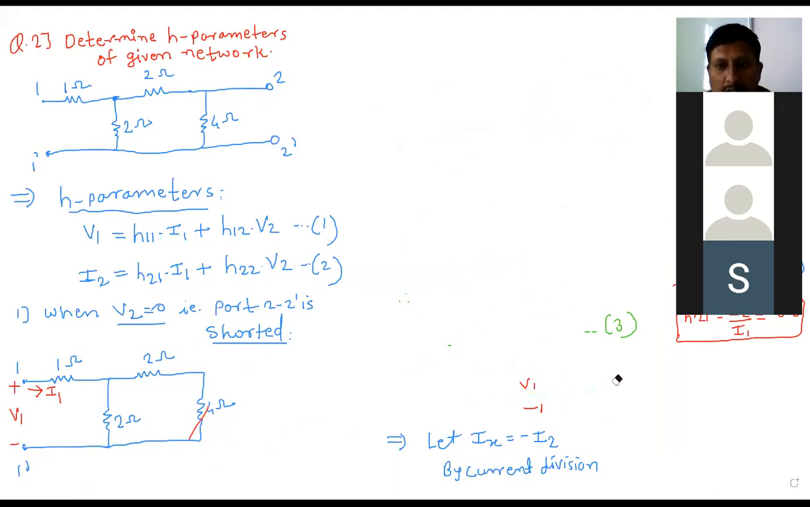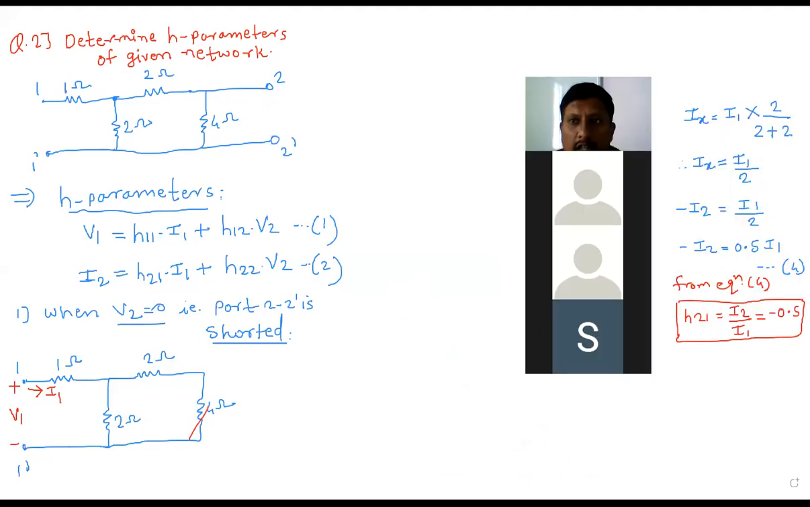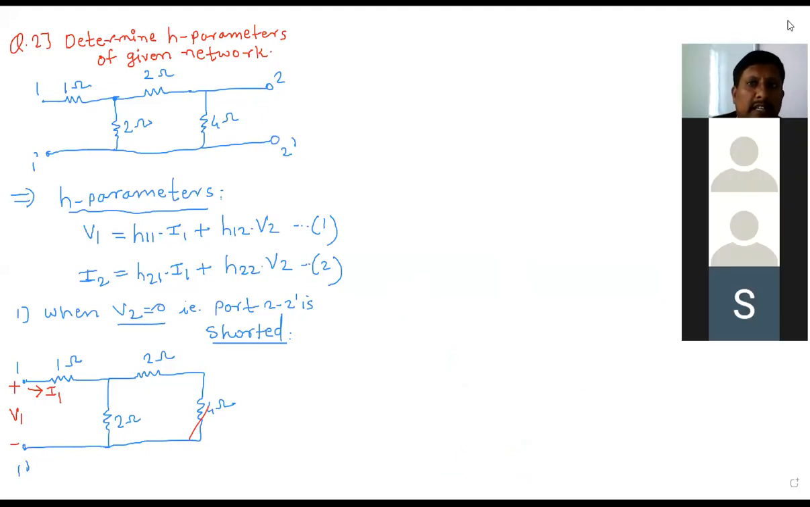Open means what? I1 equal to 0. Remaining variables will be present. Out of 4 variables, only one variable will be 0. Remaining all are present. Always keep in mind, only one variable will be 0. Other 3 variables will be present. Okay, if you make 2 variables 0 at one time, then something is wrong. Have you understood this one, everyone? 2 variables cannot be 0 at one time.